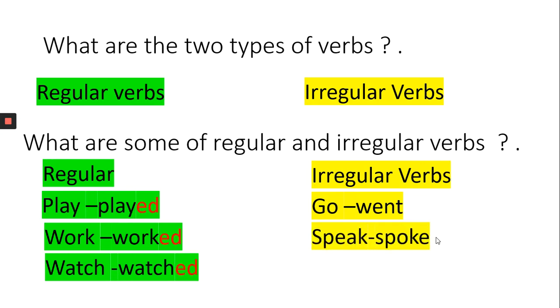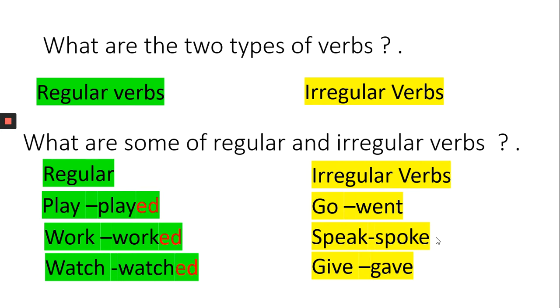Another irregular verb, speak, spoke. So speak is in the present tense. Usually I speak politely with my grandfather. And yesterday I spoke with my friend. Another example is give and gave. Give in the present and gave in the past.